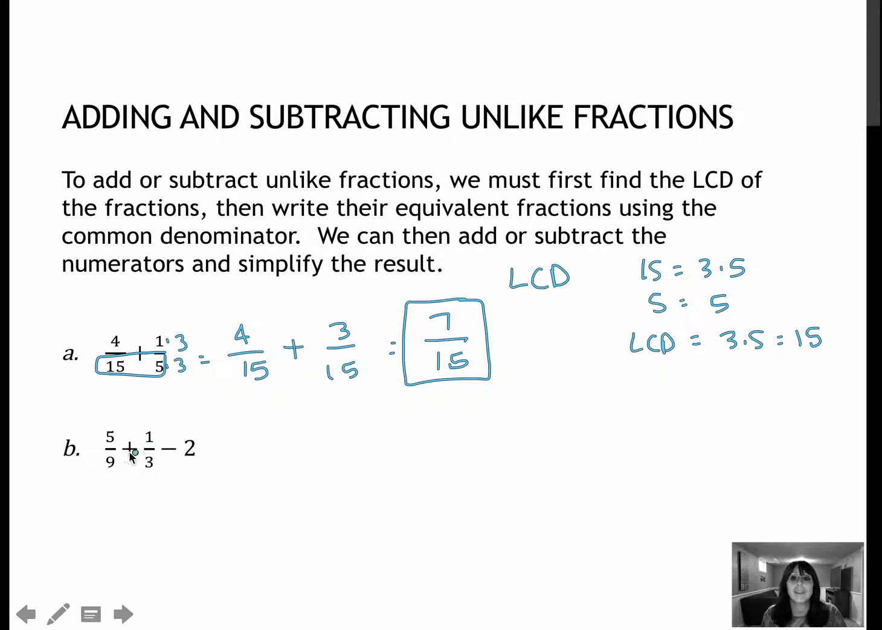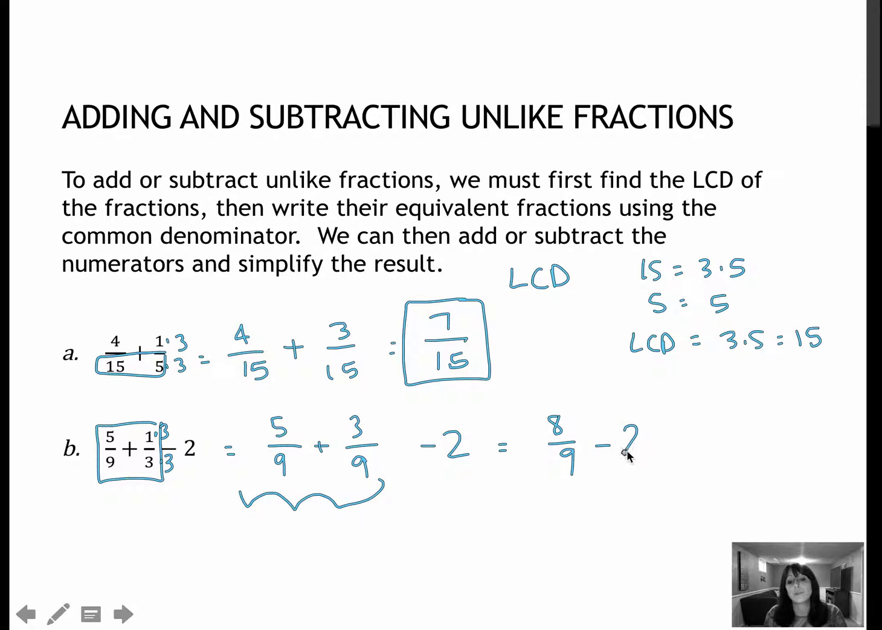For part B, I have a lot going on. I've got 9 and I have 3 and I have this whole number over here, which is a little bit crazy. So we're going to forget about the whole number for a minute and focus on these two. So if I want 5/9 and 1/3 to have the same denominator, that least common denominator would be 9. So I'm going to take this times 3 on top and on bottom to make that plus 3/9, and I still have minus 2, but I'm really just going to focus on this first. So 5/9 plus 3/9 is 8/9, and now I have minus 2.